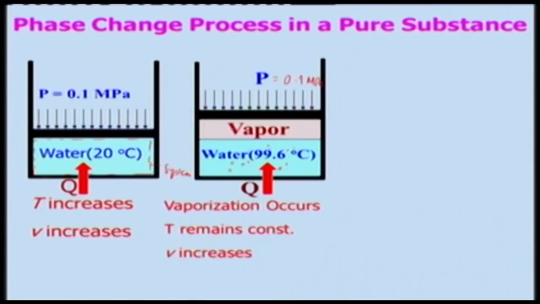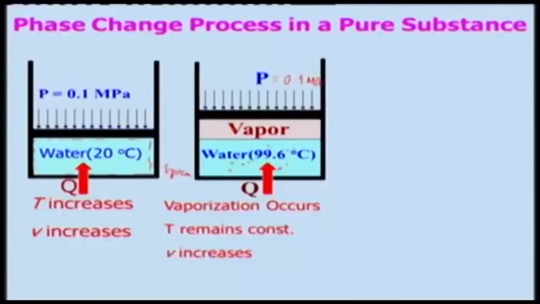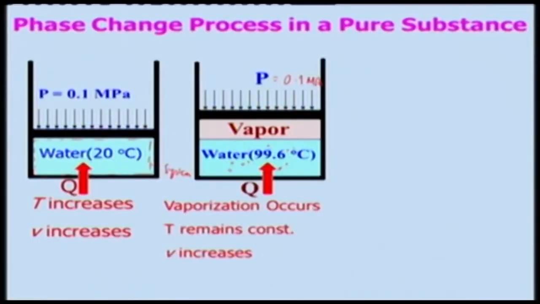And once this vaporization occurs, what will it be? It will be a mixture of water and its vapor, right? And what happens to pressure? Pressure remains constant, temperature is also remaining constant, but the specific volume increases at a very high rate. Why? Because the specific volume of the vapor is one order of magnitude higher than that of the water, right? Therefore, the volume will be increasing rapidly.